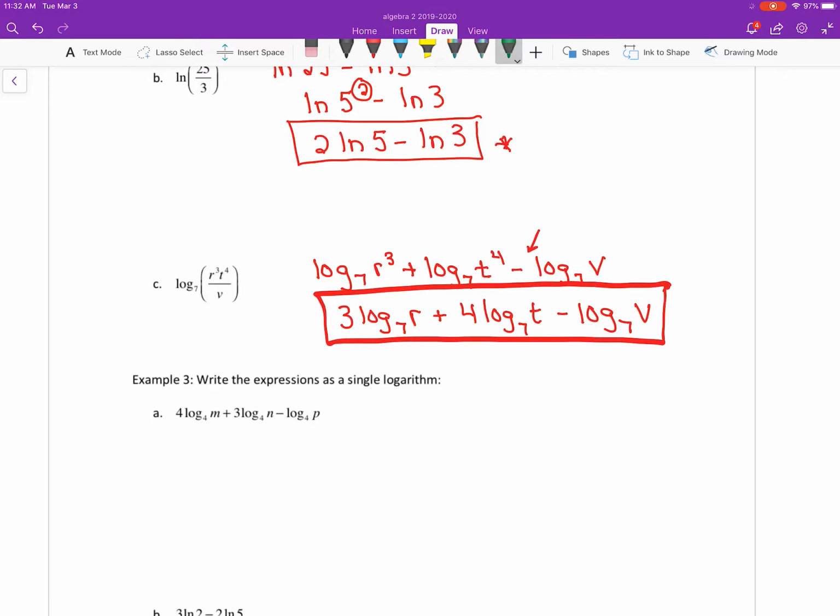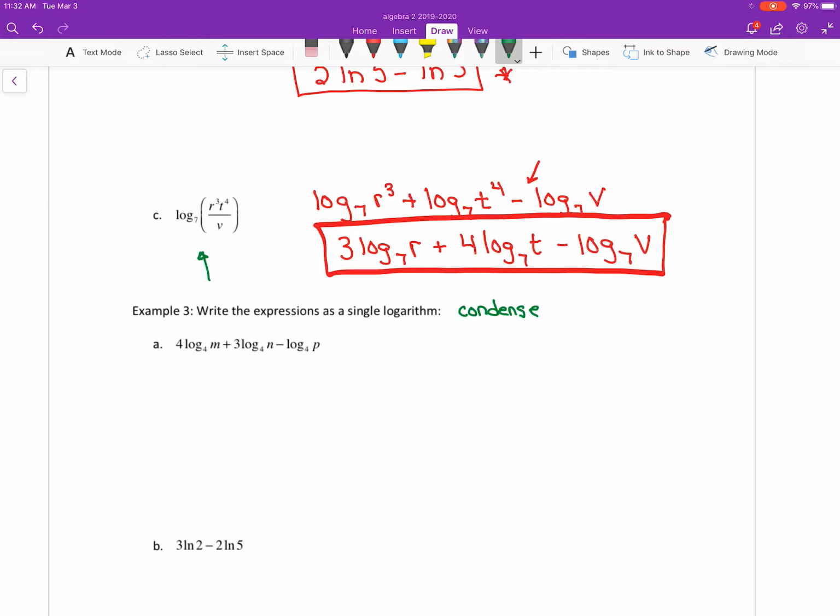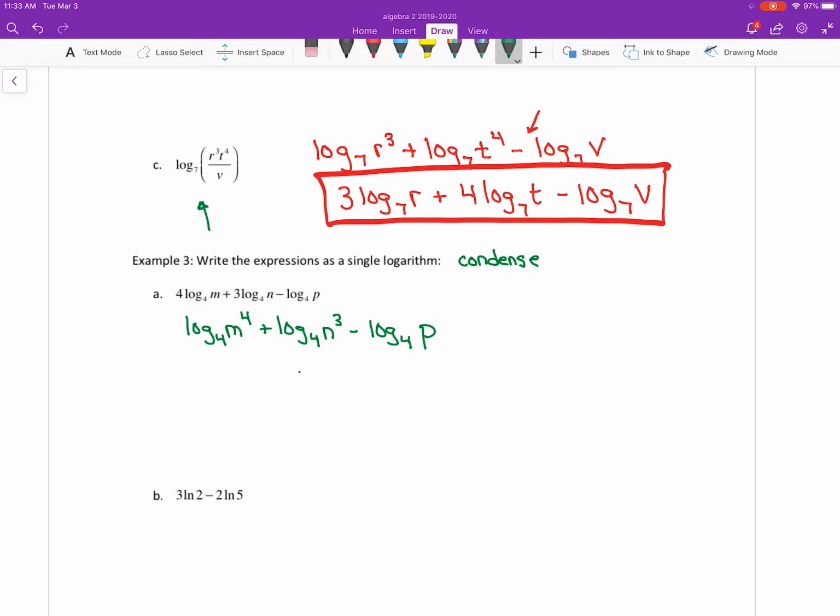Okay, the other way we can do this is we can put things back together. So we can condense logarithms, which means put it back together as we saw above. So we're going to write it as a single logarithm. Okay, so when you do that, start with the exponents. We would have log base 4 of m to the 4th plus log base 4 of n cubed minus log base 4 of p. And if I want to write that as just one logarithm, I put my log base 4 here. I have a plus sign, so that means m to the 4th times n cubed, and I have a minus sign, which means divided by p.